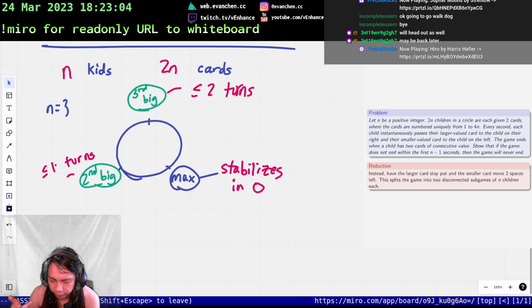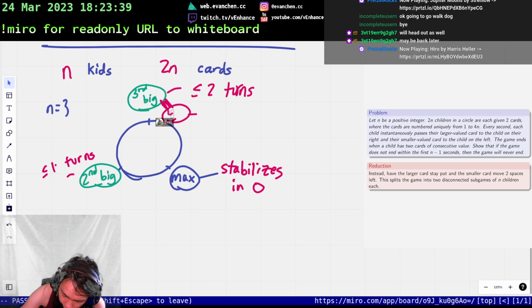So the only way you can die is if the fourth biggest card... if these two are consecutive. Right, so this will stabilize in, well, not stabilize. How do I say this? The fourth biggest card for n equals 3 is the one I care about. And this is the only one that could cause the game to end, because 4th, 5th, and 6th place will never talk to each other again.